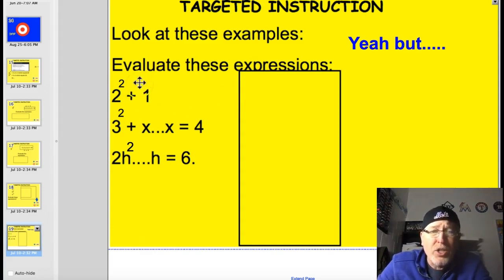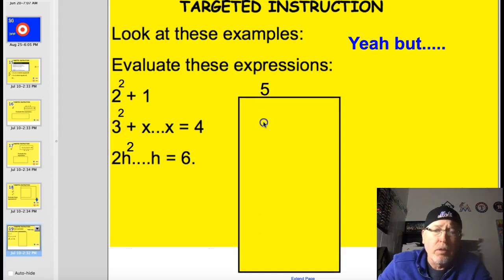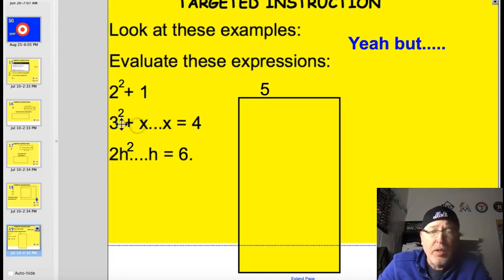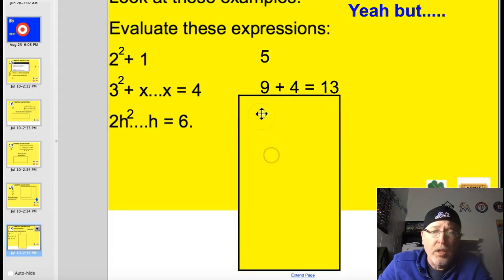Now you actually do have the exponents with some expression. And this is not that big of a deal. You have 2 squared plus 1. Well, what's 2 squared? 2 squared is 4, plus 1 is 5. How about this? You have 3 squared plus x, and x is 4. Well, think about that. 3 squared is 9. 3 times 3 is 9. Add the 4, there's 13. So we're evaluating these expressions.